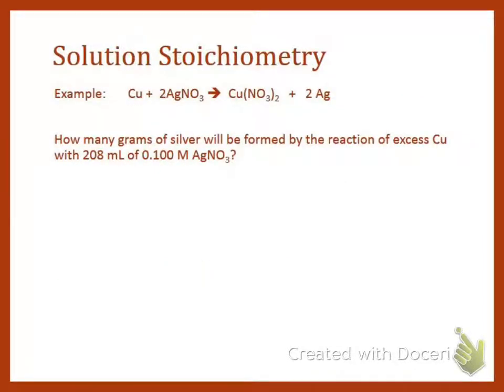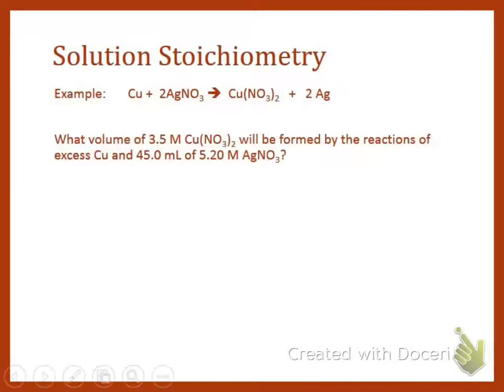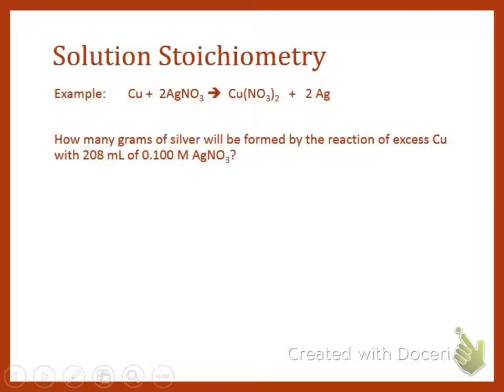In this example, I have copper and silver nitrate as a single replacement reaction, and it wants to know how many grams of silver I can form with excess. That means we get to do a happy dance. It's not a limiting reactant. With that volume of that molarity.